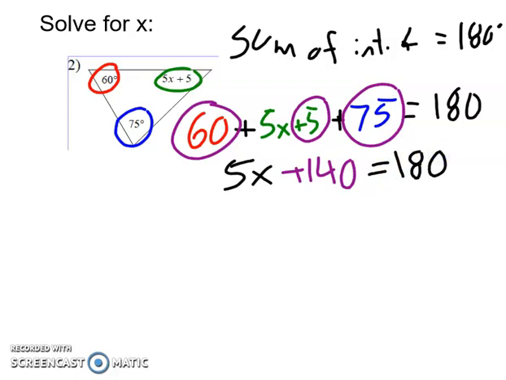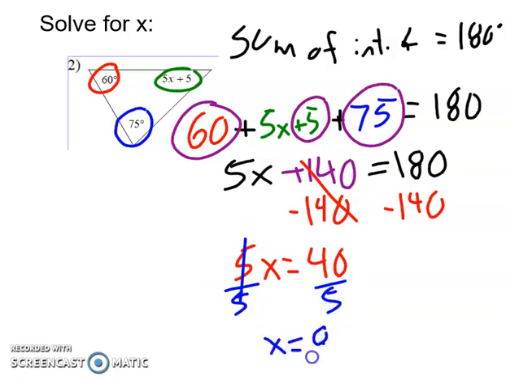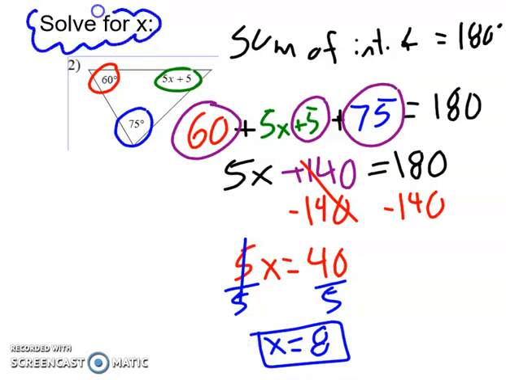We want to get that 5x all by itself. We're going to subtract 140. So now we have 5x is equal to 40. To get that x all by itself, we got to divide by 5, and we get x is equal to 8. Notice how the directions said only to solve for x. So that's all we did. We found that x is going to be 8. All right, great job, folks. Let's move on to another example problem.